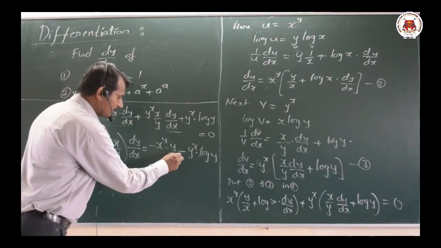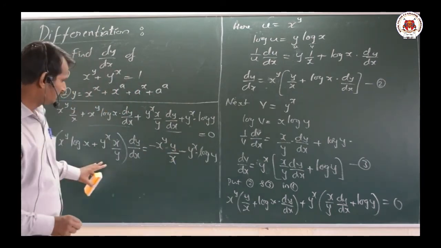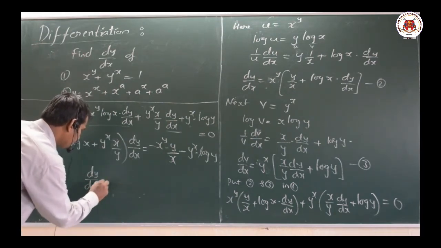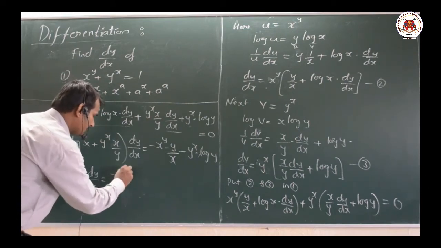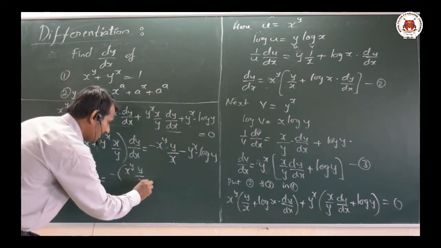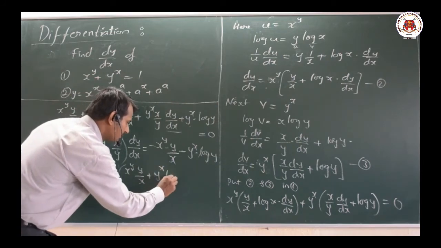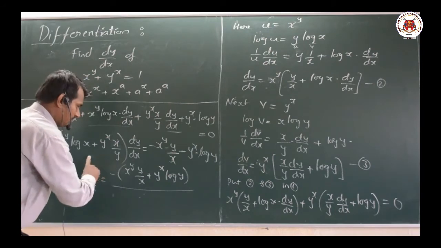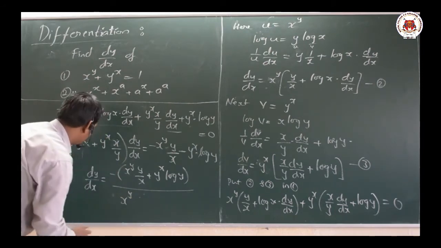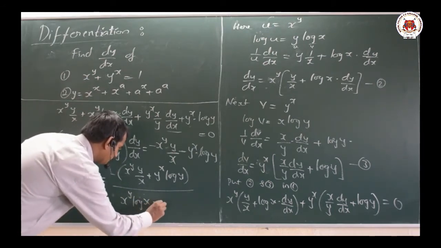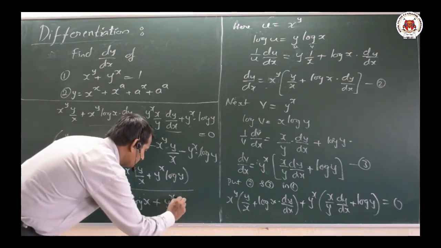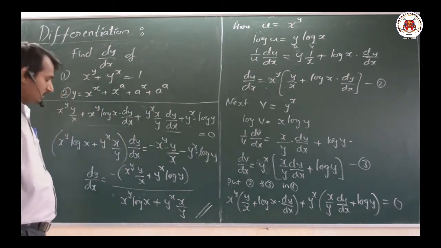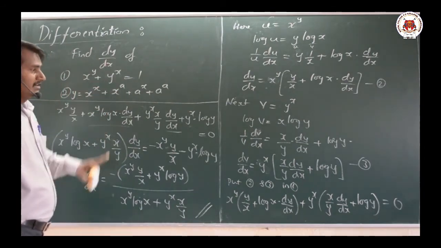Now here I will take this whole term to the denominator part, that is nothing but dy by dx equal to, taking the minus sign common, x raised to y into y by x plus y raised to x into log y, whole divided by x raised to y into log x plus y raised to x into x by y. That is the required result. Required result means finding out the dy by dx value.